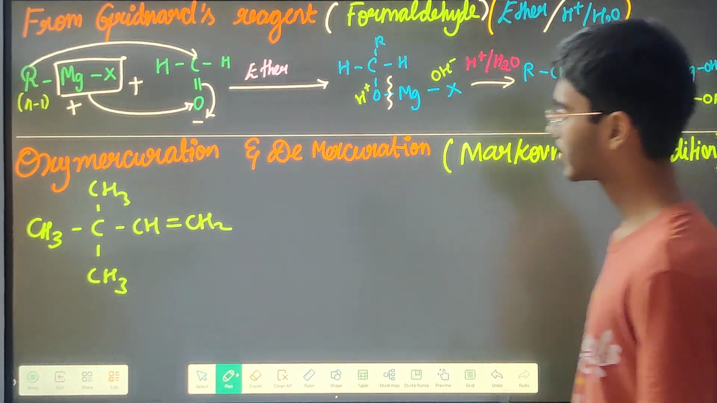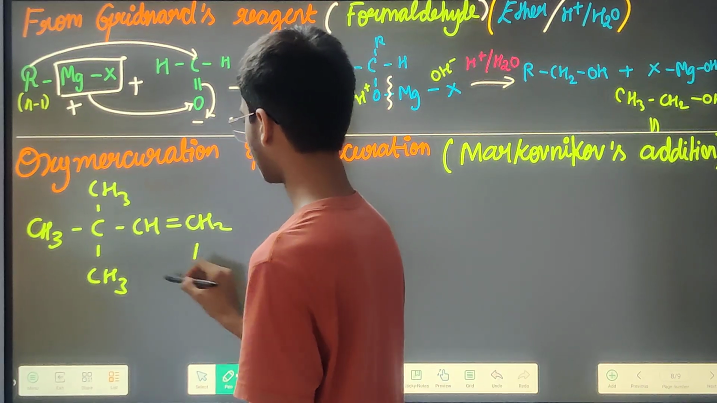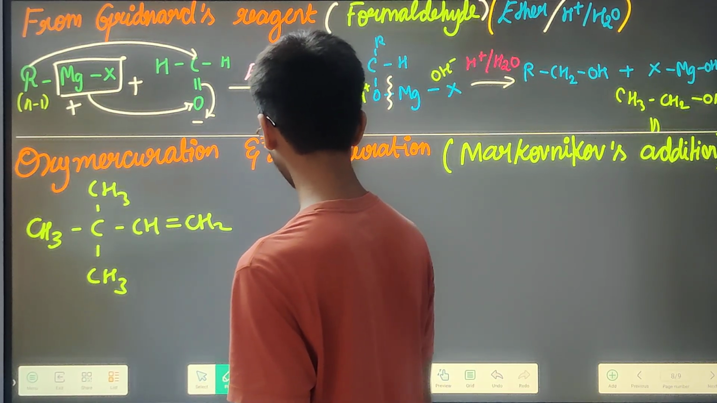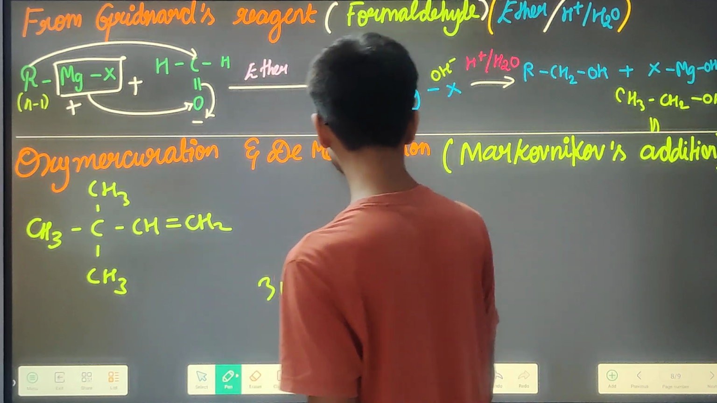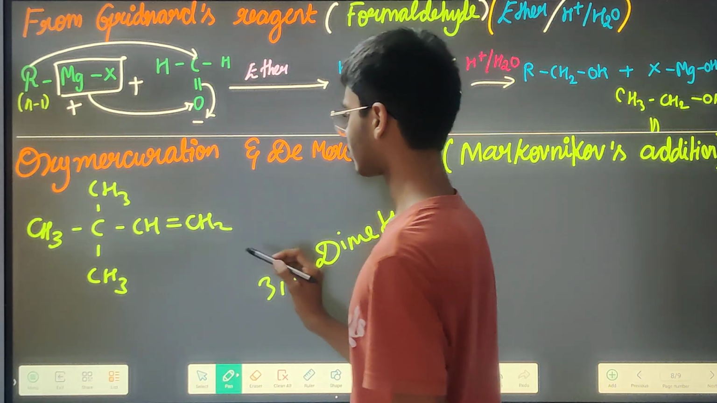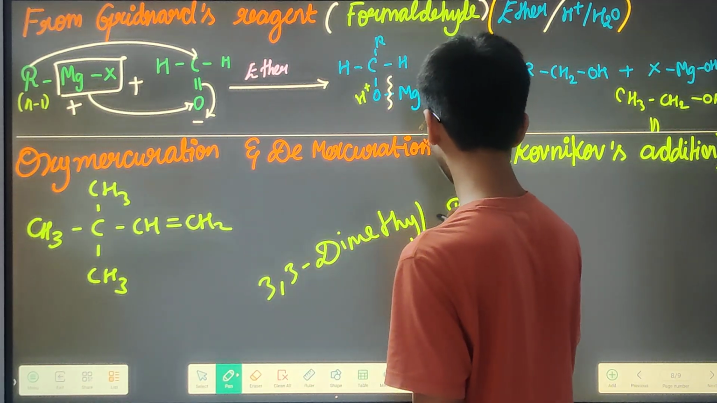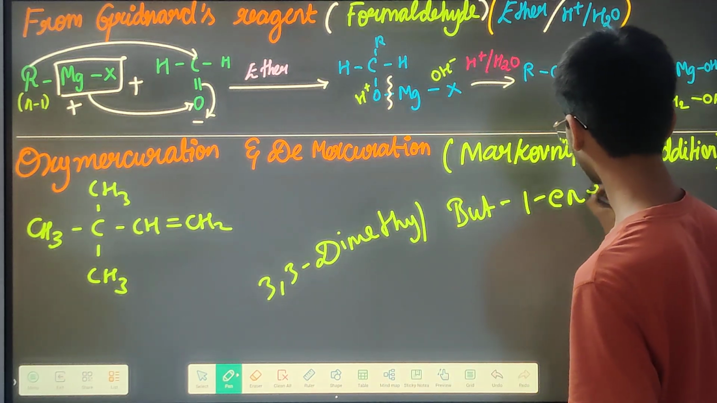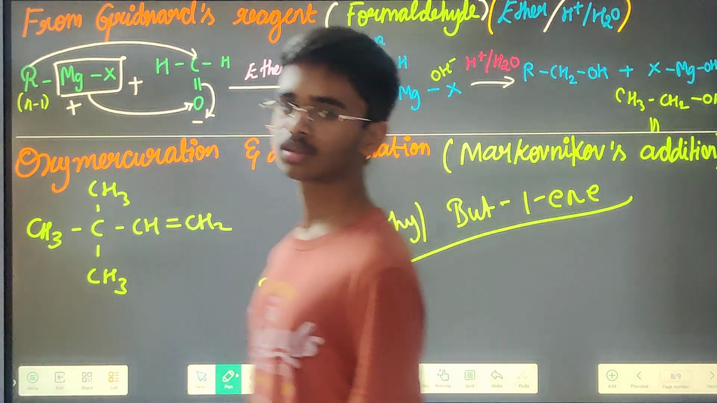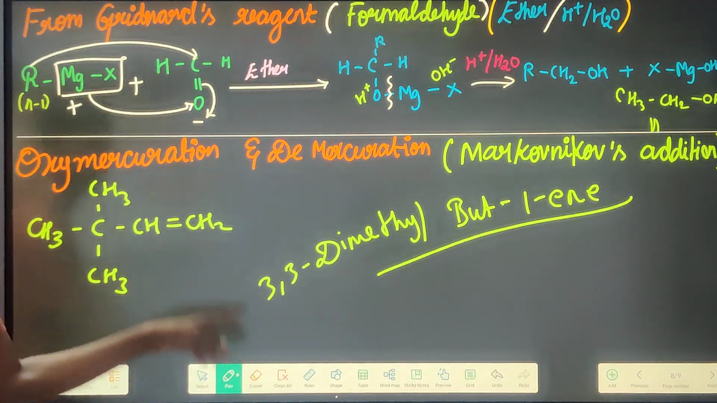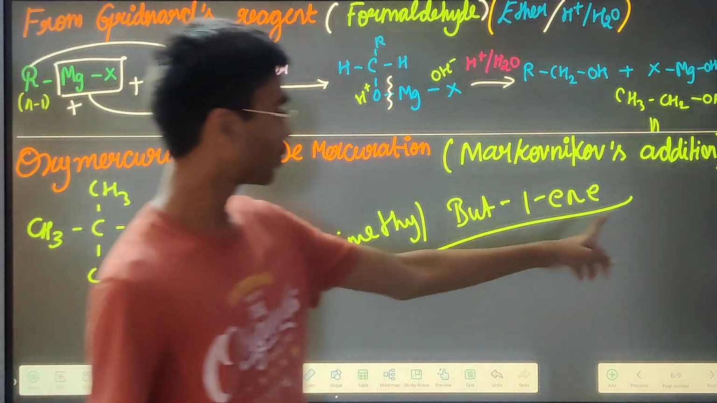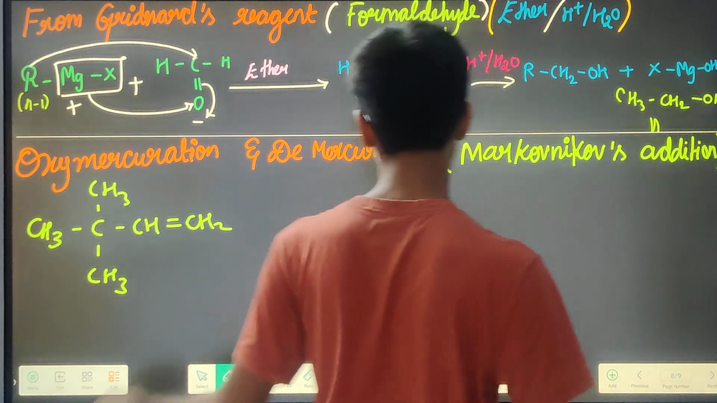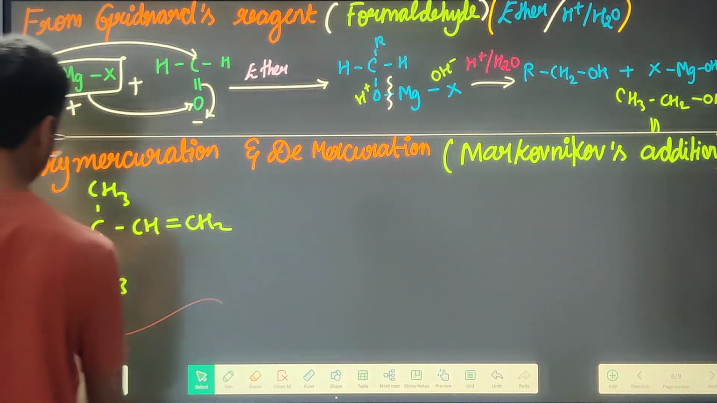So what about its name? This is going to be 3,3-dimethylbut-1-ene. So this is what its name is. Today we are going to see only preparation of alcohols. Like with that, even my leg has gone tired and sore.